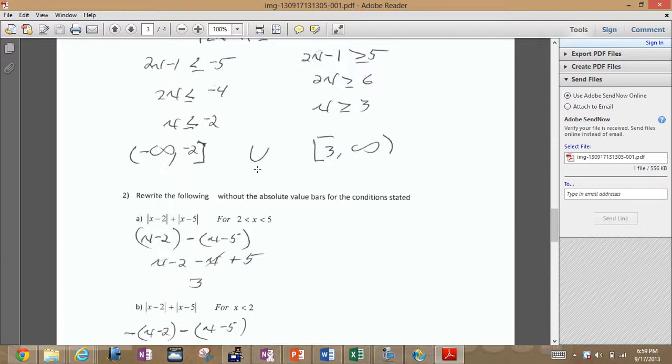Here, number 2, 5 points each. For values of x between 2 and 5, sample value 3. 3 minus 2 is positive, no change. Therefore, it comes down, no change. The absolute value bar is removed with no change. Another value, or the same value 3 placed in here, 3 minus 5, negative. So this inside, x minus 5, will always be negative for this collection of values.